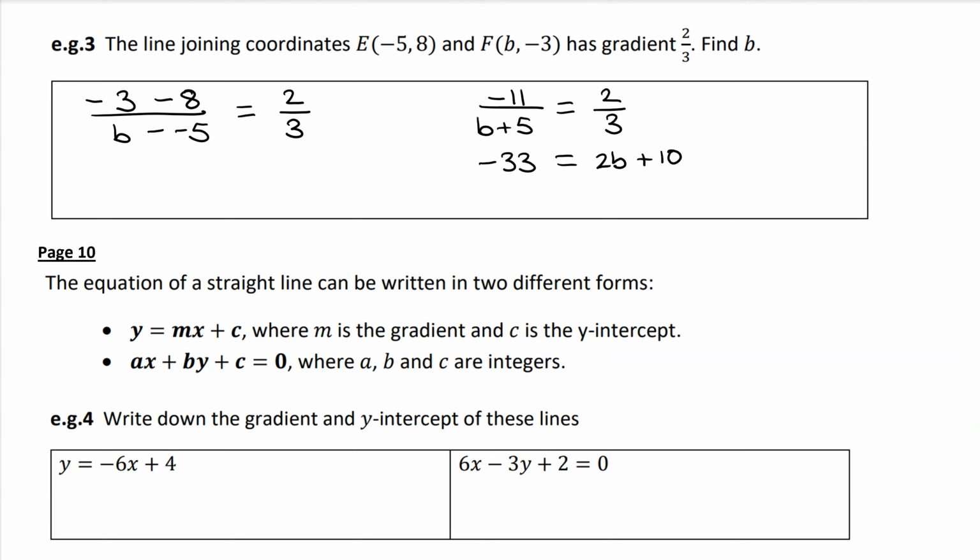There'll be other ways you can rearrange this. And then take 10 from both sides. And then I'm going to divide both sides by 2. This gives me our final answer of minus 43 over 2.